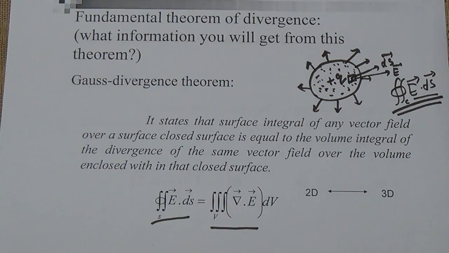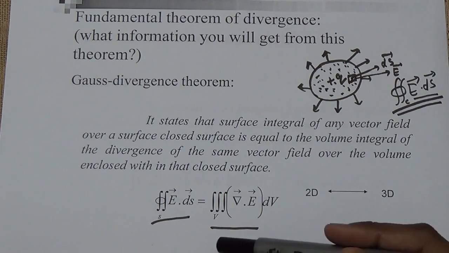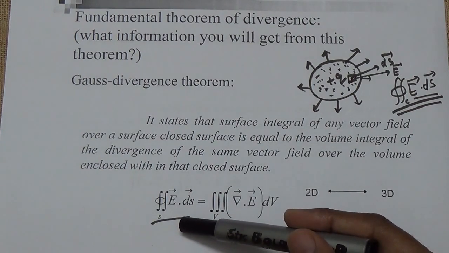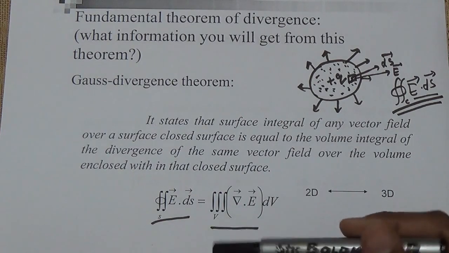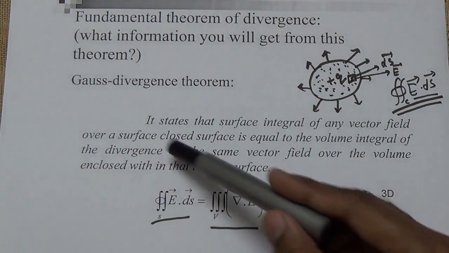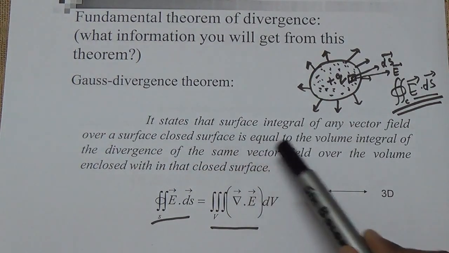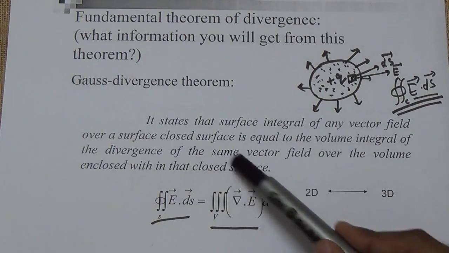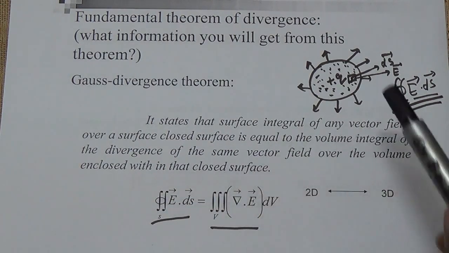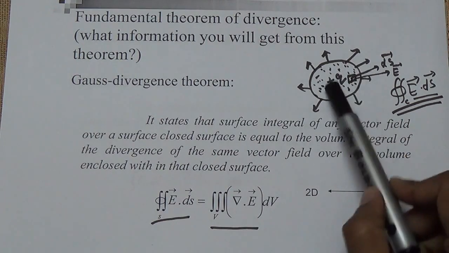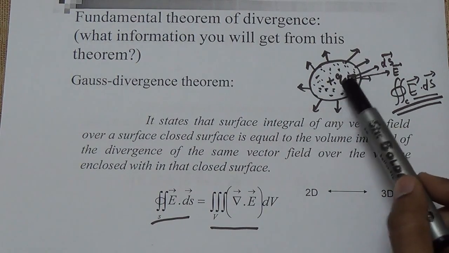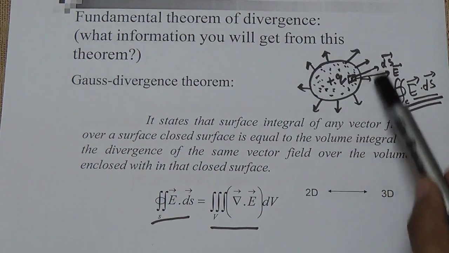So the Gauss divergence theorem states about the electric flux within the volume or the flux coming out from that closed surface. It means that the surface integral of any vector field over a closed surface is equal to the volume integral of the divergence of the same vector field over the volume enclosed within that closed surface. So if we measure the divergence of the electric field in the volume enclosed by this closed surface, it will be equal to the electric flux through the closed surface.